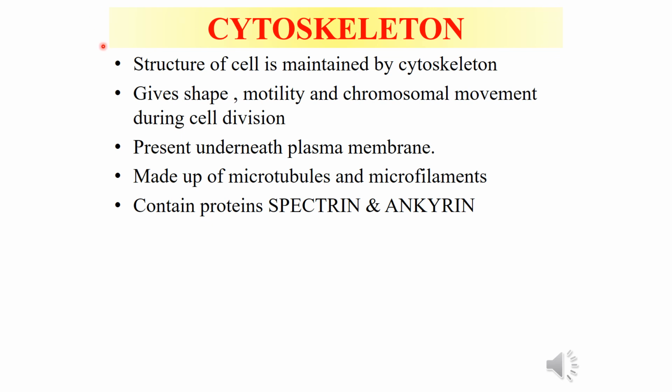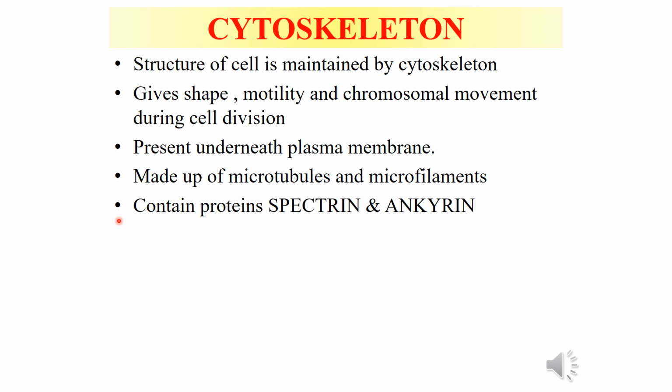The cytoskeleton of the cell. Just like our body has a skeletal system, the cell also is maintained by a cytoskeleton. Although it appears fluid, the cell still needs a structure to hold it, and this holding of the cell is provided by the cytoskeleton. The cytoskeleton gives shape, motility, and it enables chromosomal movement during cell division. It is present underneath the plasma membrane. It is made up of microtubules and microfilaments.